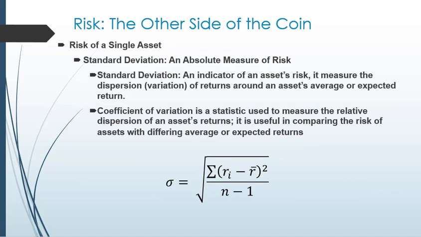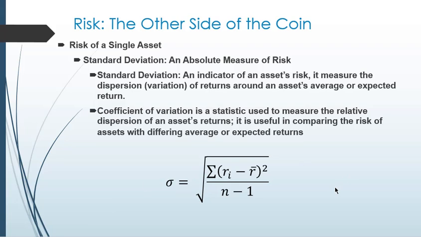So let's think about how we measure risk. Risk is measured by a statistic that's called standard deviation. And standard deviation is just an indicator of the asset's risk. It measures how the returns are spread out or how they vary. The more technical term is dispersion. Coefficient of variation is a measure of risk that looks at its relative dispersion around the asset. This is what, quite frankly, is a little bit more useful when you want to make comparisons between different assets.